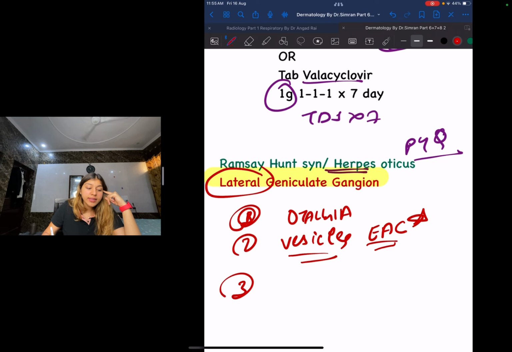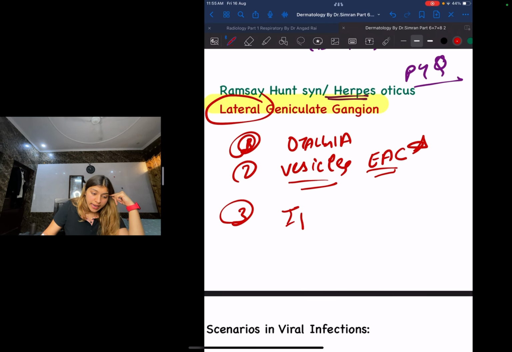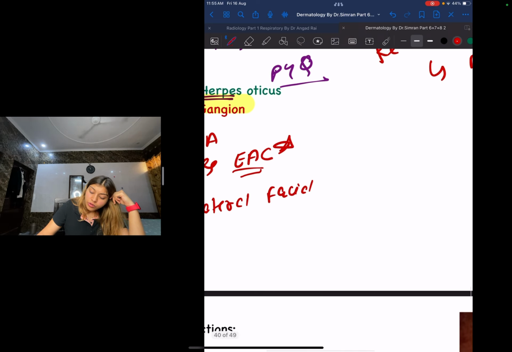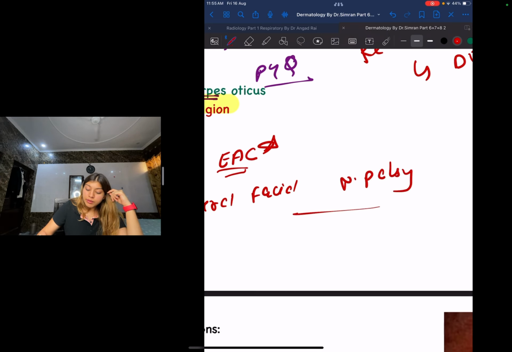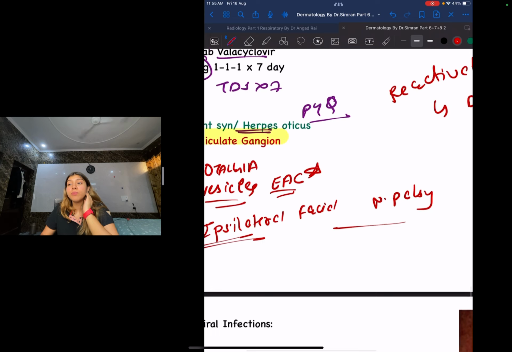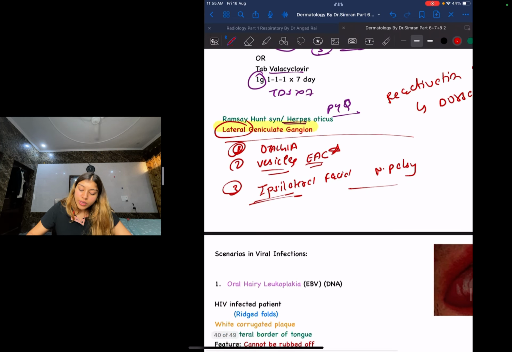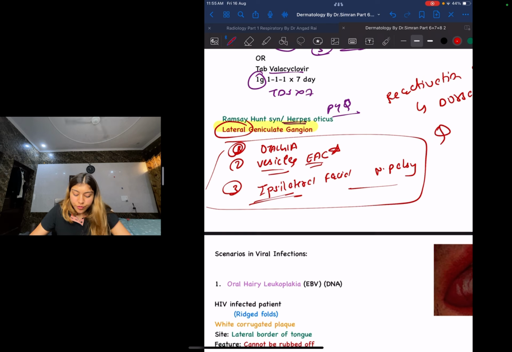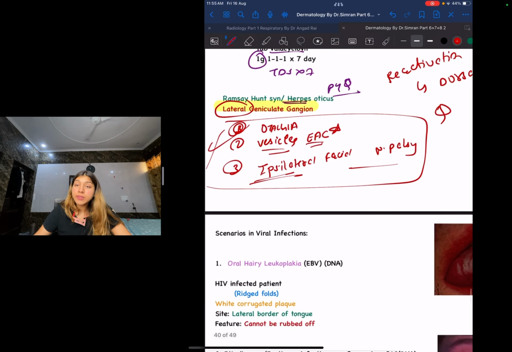Okay, third thing that you need to know guys, there is going to be ipsilateral facial palsy. Remember, only one side of your face is going to be involved, the affected side, ipsilateral facial palsy. Okay, these are the three things that you need to know for Ramsay Hunt. If you find these three things in the question, they will tell you there was reactivation of herpes zoster, later on what happened, and they will mention that you can see vesicles on the external auditory canal, otalgia will be there, ipsilateral facial palsy will be there. You will mark that answer as Ramsay Hunt syndrome, also called herpes oticus.